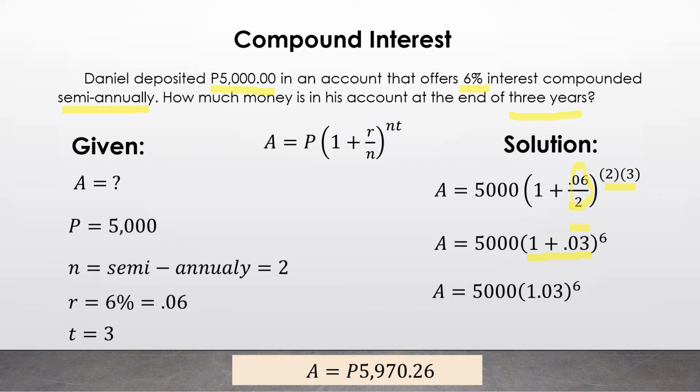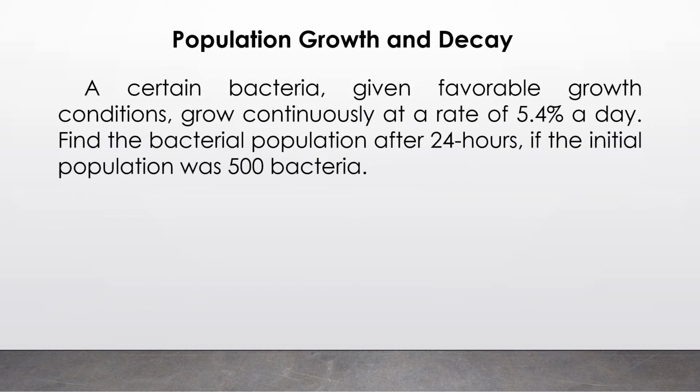And our final answer, or the final amount, will be 5,970 pesos and 26 centavos. That is Danielle's money after the end of 3 years. Let us now deal with population growth and decay.